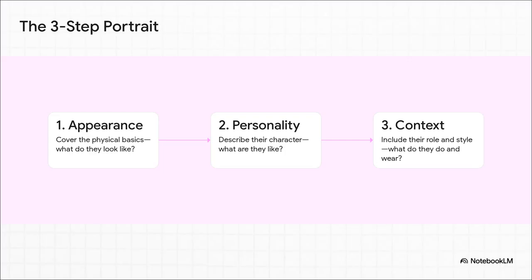So if you're going to take away one thing, it's this simple three-step framework. One, start with appearance. That's your outline. Two, add personality. That's what gives them life and soul. And three, provide context with their role and style. That puts them right in their world. That's it. That's the blueprint.